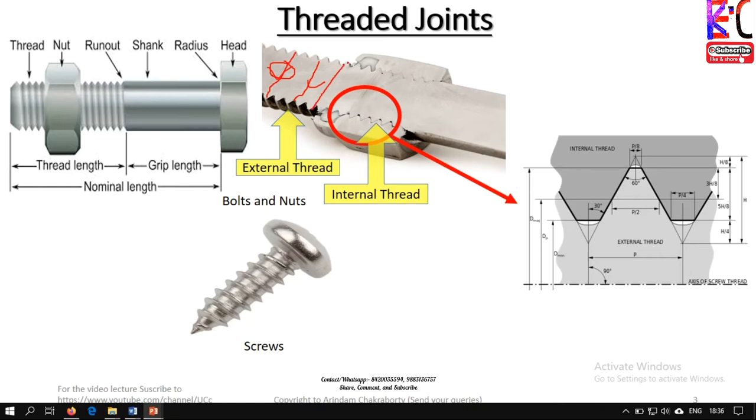Another one is the nominal diameter. Nominal is the diameter from the middle of one tooth to the middle of the other tooth. This is termed as your D nominal. D minor is from this point to the other end of this point, and D major is from this point to this point.